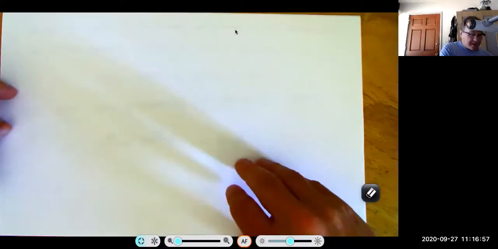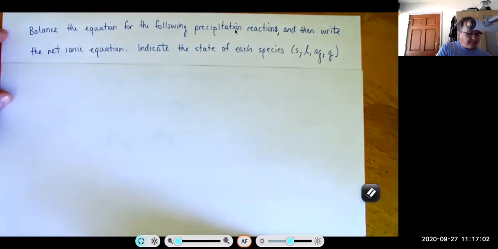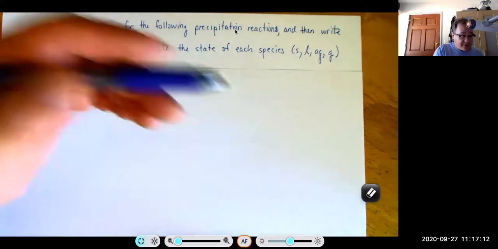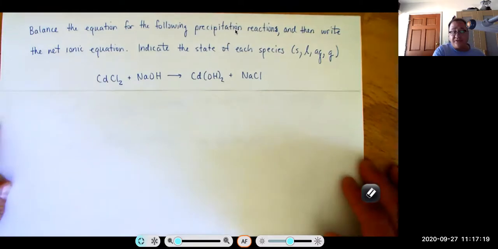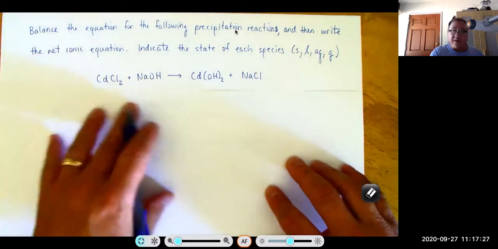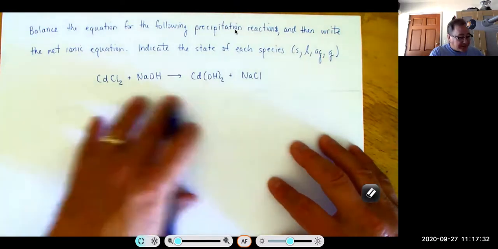Okay, looks like a blank page because I'm going to do a reveal. So here's the question. Balance the equation for the following precipitation reaction. Then write the net ionic equation. Indicate the state of each species: solid, liquid, aqueous, or gas. So here's the equation. CdCl2 plus NaOH gives you Cd(OH)2 plus NaCl. So what we want to do here is, first of all, figure out what the state is of each of these for this precipitation reaction.